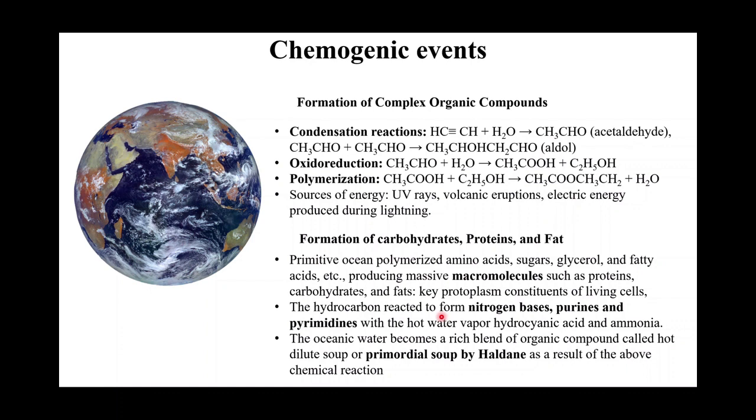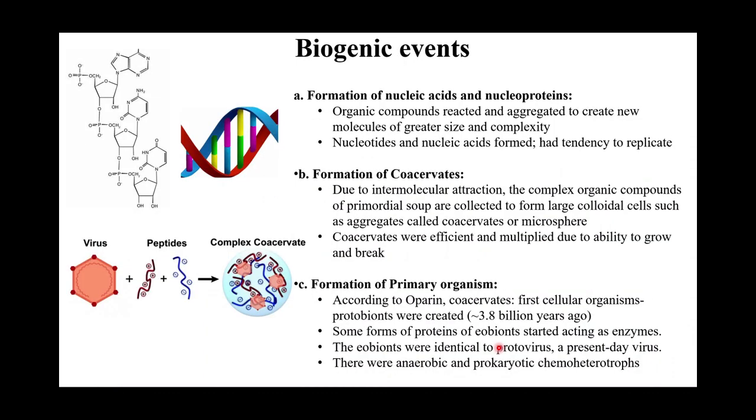and form an organism. So at this point, this is also called primordial soup, which was given by Haldane, who said that the oceanic water now had a rich blend of organic compounds, which are also called hot dilute soup, and these could give rise to the first cell or the first life. So up till now, chemicals have formed which can serve as a raw material for the formation of biomaterial or the living cell. So then we go to biogenic events, where first we have nucleic acid and nucleoproteins.